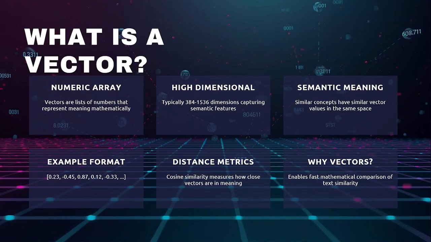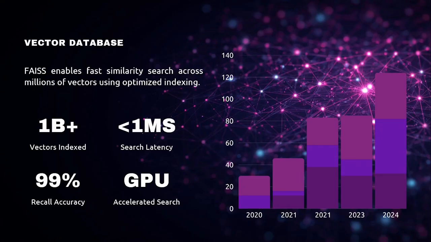What is a vector? A vector is a simple list of numbers. You can think of it like a coordinate in space. Closer vectors mean similar meaning. Now we need a system that can search these vectors efficiently. That's where the vector database comes in. Unlike normal databases, it doesn't search the exact words. It searches for similarity in meaning. This is called a semantic search.